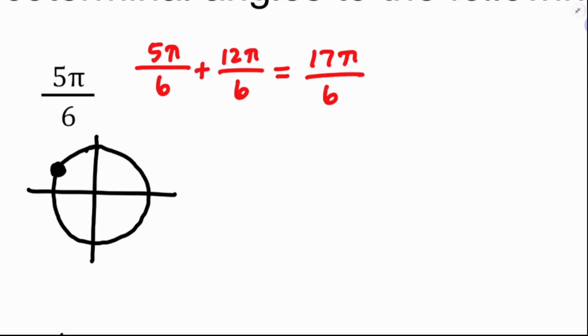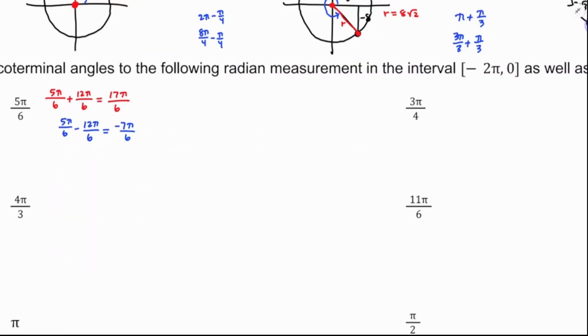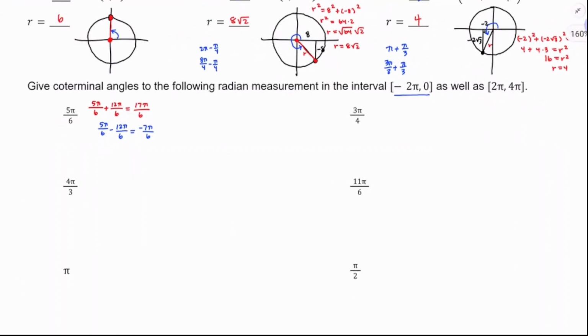But I could also go backwards by 2 pi, and I could subtract 2 pi. So 5 pi over 6 minus 12 pi over 6, that would be, let's see, 5 minus 12, I think it's going to be negative 7 pi divided by 6. Okay, so I've got one in the interval negative 2 pi to 0, and I'm going to do those in blue, and then I'll also have one in the interval 2 pi to 4 pi, which is 17 pi over 6. Yeah, it's between 2 and 4 pi.